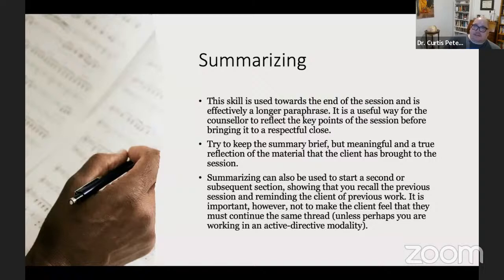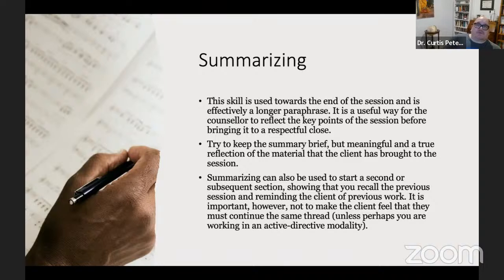Where a client tells us something, we tell it back to them. We're holding that mirror against them so that they can hear and feel the words that they're saying. Summarizing is a sub-skill of that. It's taking the entire session and putting it in a paraphrase form, okay? So I'm just going to read these real quick. This skill is used towards the end of the session, and is effectively a longer paraphrasing session.